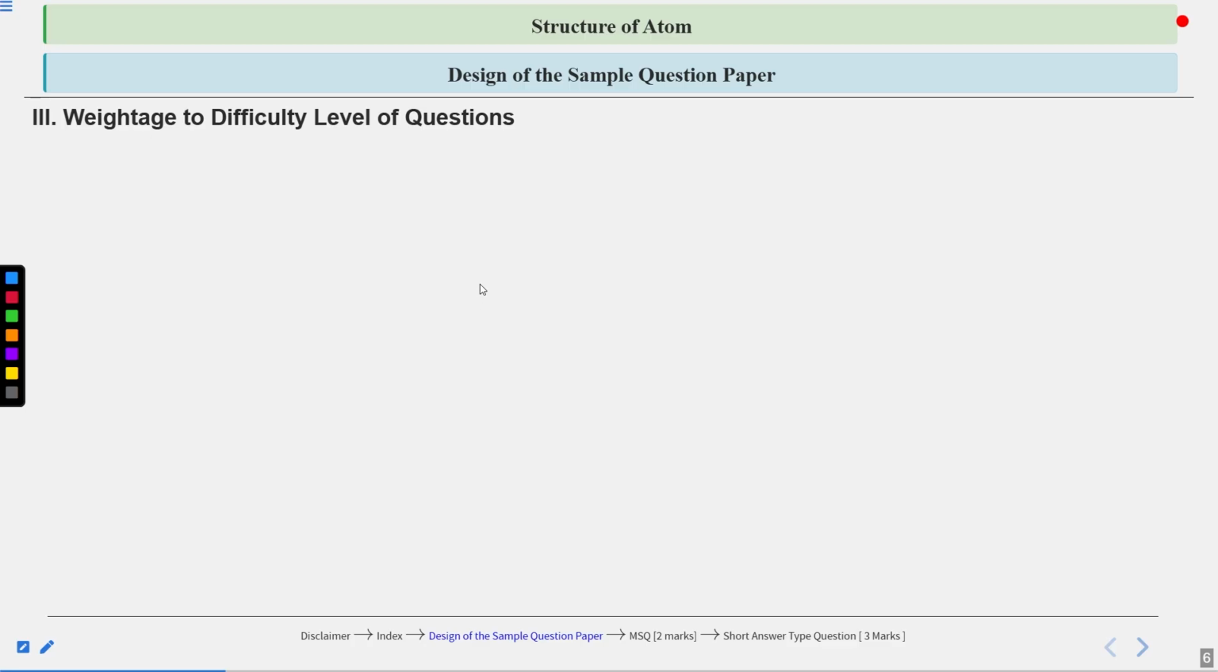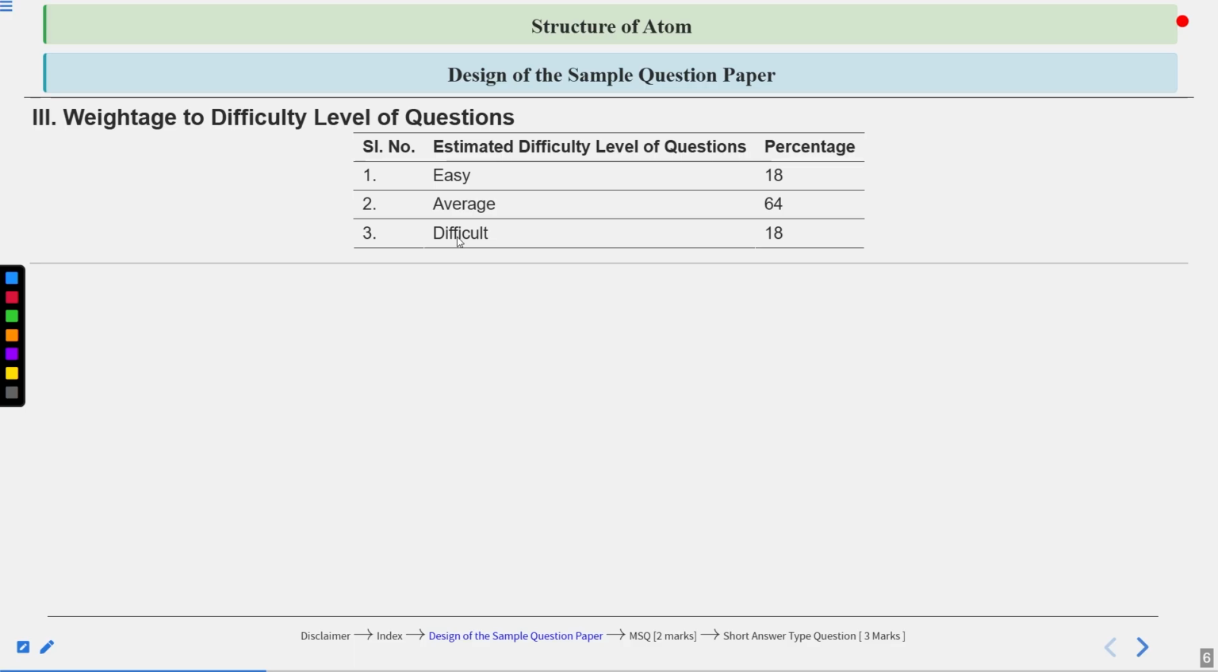So remember students, this is just an ideal case. It may vary from person to person, but still if you are trying to guess a time that you should allot to each question, then this can be a good starting point. Moving on to the difficulty level of questions. So there are 18% easy questions in your paper, then 64% average questions, and 18% difficult questions.